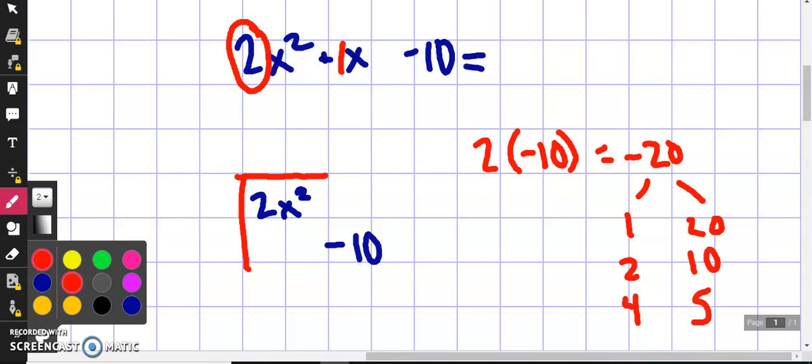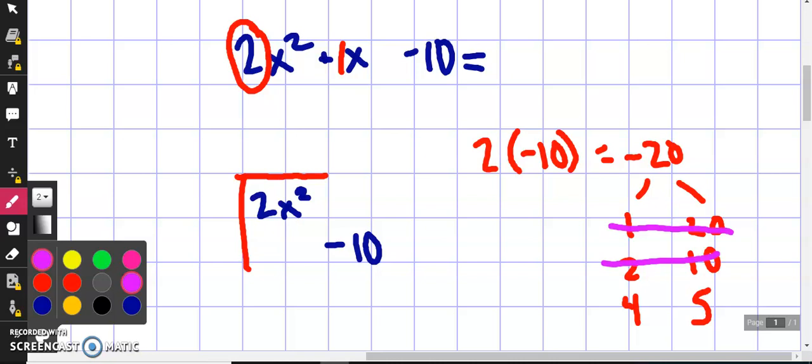So just like last time, since I see a negative, right, I'm going to need to subtract because one of my numbers has to be positive and one has to be negative. So if I subtract 1 and 20, I get 19. That's not helping me. If I subtract 2 and 10, that gives me 8. That's not helping me. But if I subtract 4 and 5, it gives me 1.